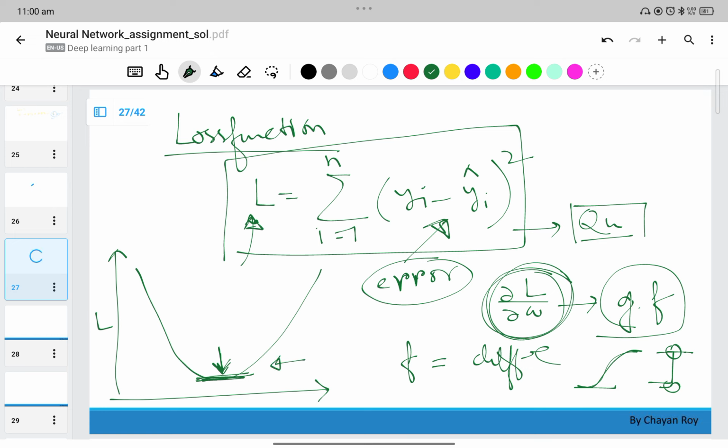So this is a brief introduction of the loss function. We will discuss the loss function deeply in the next or upcoming videos. These videos are already quite long.